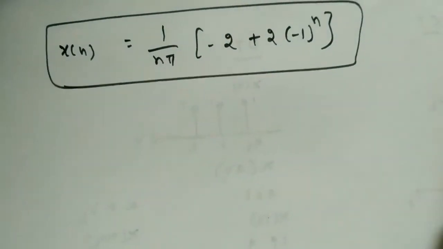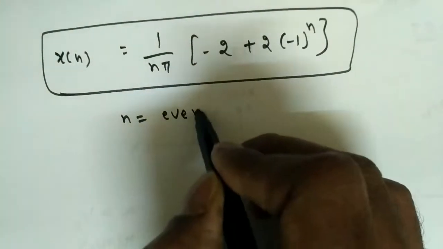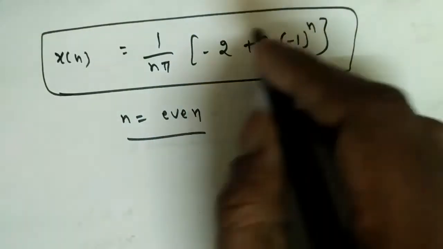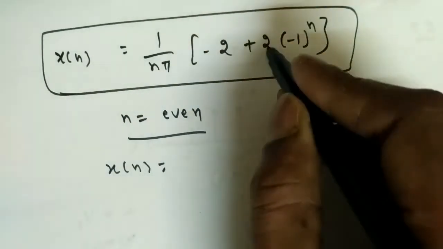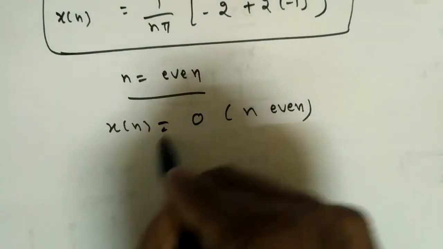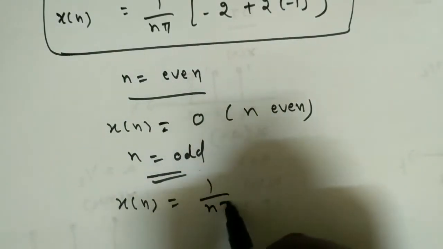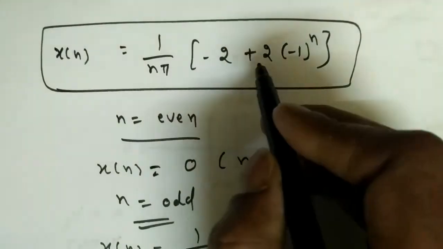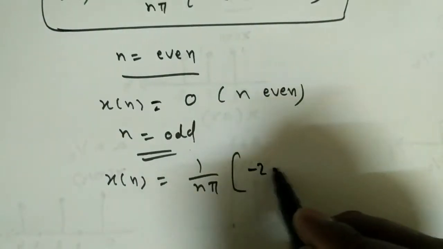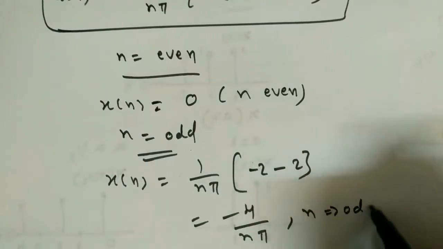Suppose it is also not there. Now we can substitute, suppose n even. So for n even, minus 1 whole power n is 1, squared, 4, and so on. So what will this value become? Minus 2 plus 2 will become 0 for n even. This is also maybe one solution. Similarly for n odd. So n odd means what is x of n? 1 by n pi times minus 2 plus 2 into minus 1 power odd value, which means we will get minus. So minus 2 minus 2 will get minus 4 by n pi, where n is odd.